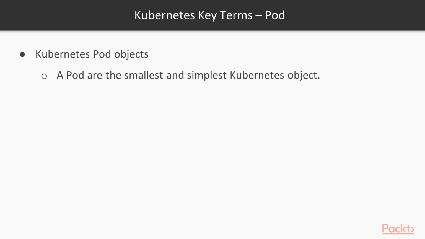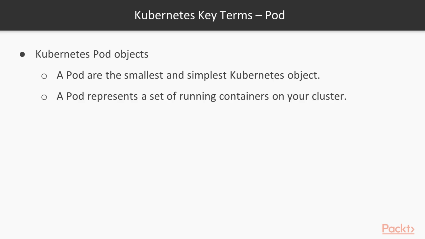So there are different types of objects, right? There are deployment objects, replica set objects, controller objects, and pod objects. The most fundamental one we're going to start with is the pod object. A pod is the smallest and simplest Kubernetes object. The pod represents a set of running containers in your cluster.